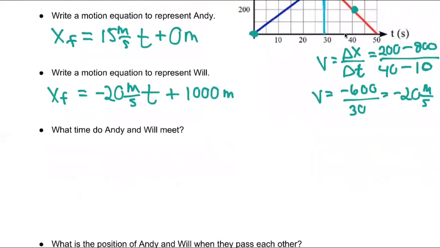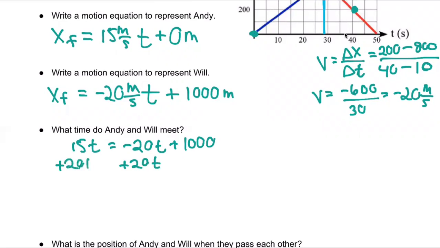To do this, we're just going to set our 2 equations equal to each other, because the time they pass is when the final positions are equal. So I can say 15t is equal to negative 20t plus 1,000. You'll notice I lost my units there, and that's completely fine. So now I want to get t by itself. So I'm going to add my 20t to the other side, which gives us 35t equals 1,000. To get t by itself, I want to divide by 35, which gives me a time of what?